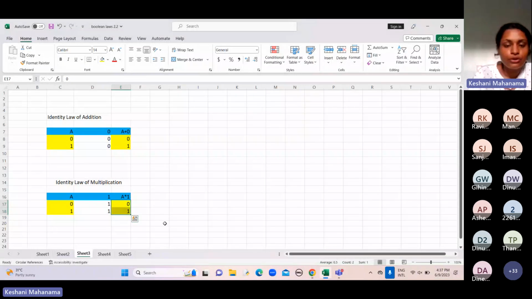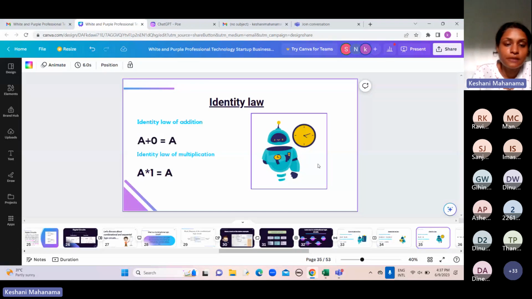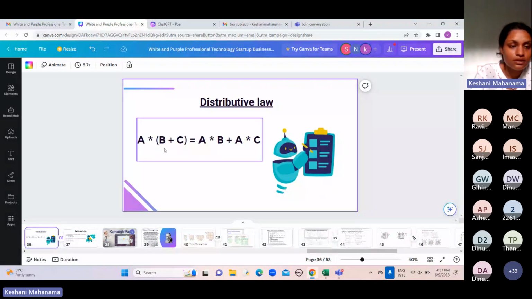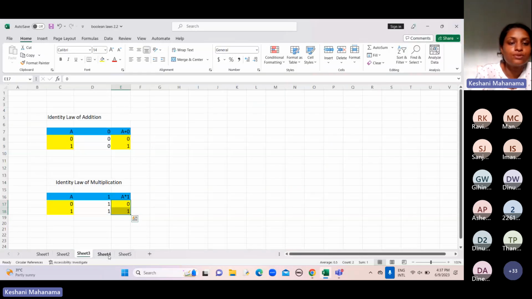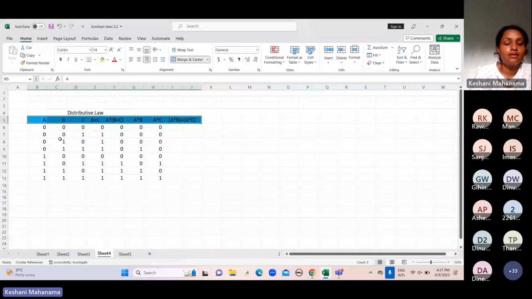Then distributive law. The distributive law can be stated as a into (b plus c) equals a into b plus a into c. In mathematics also we use this method to solve problems. It means we have to multiply a by these two values, a by b and a by c. That's how we get a into b plus a into c. Here also I have used 3 inputs, so the number of ways that can be implemented is 8 ways.